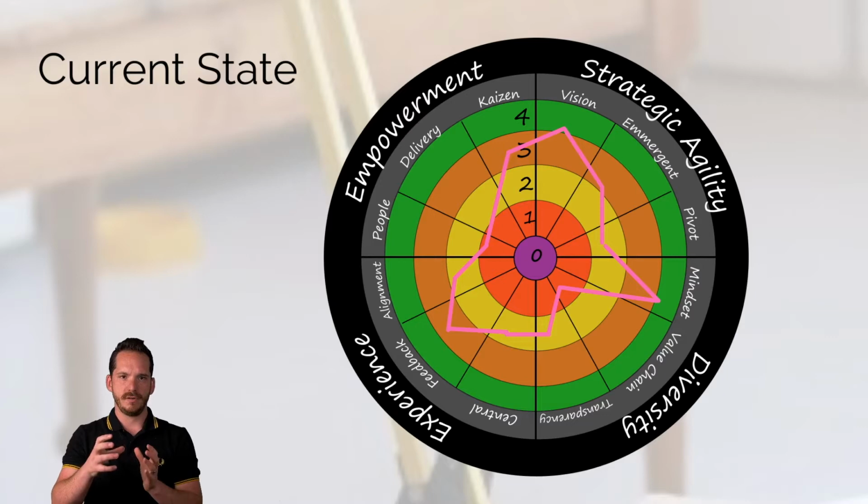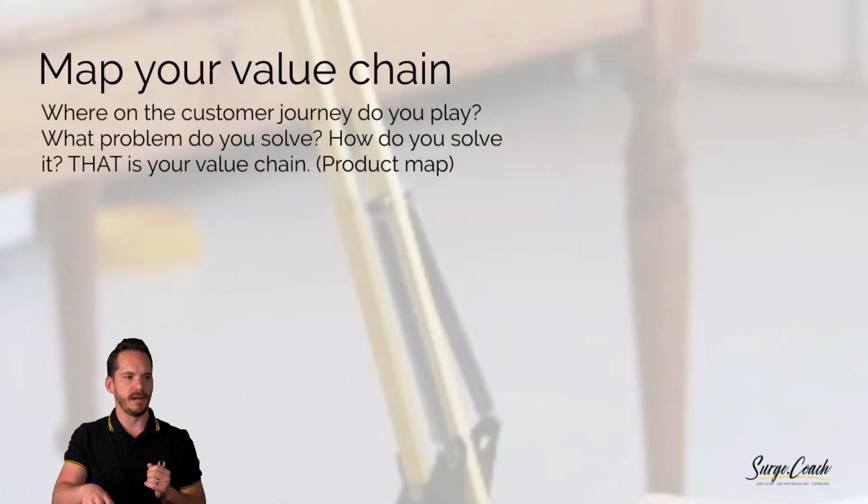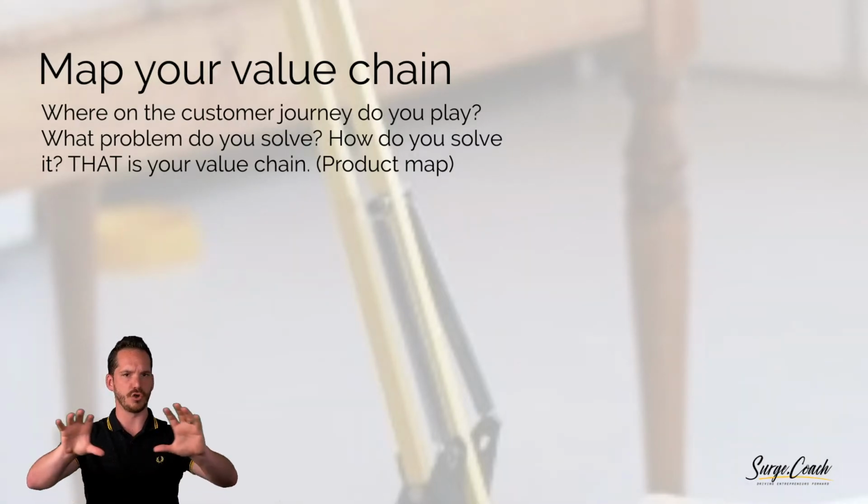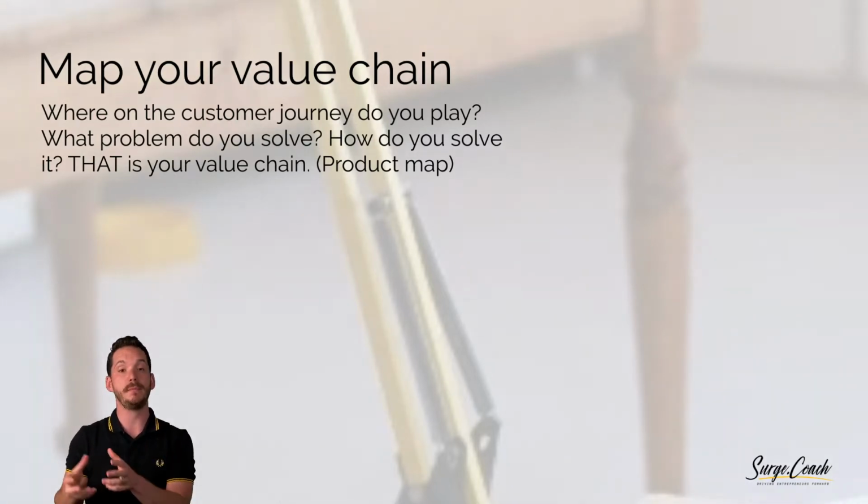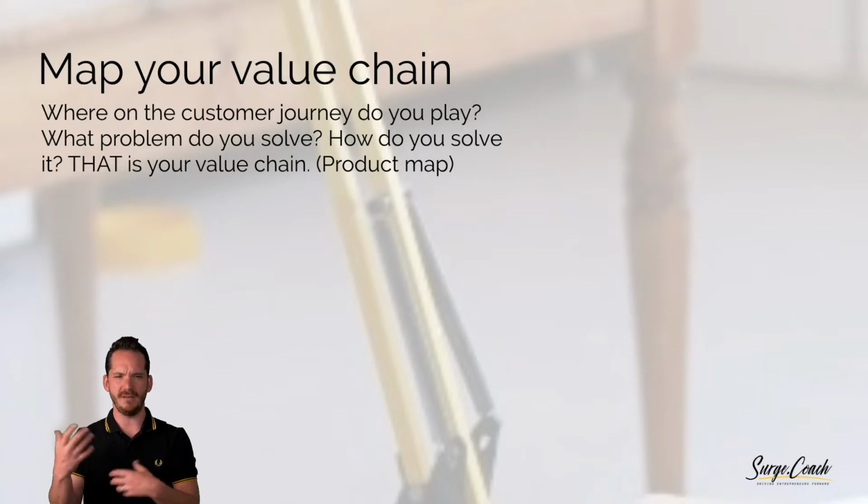But if we move on quickly, because we're going to come back to future states in the next lesson, we're going to talk about mapping your value chain. Because you've understood your current state analysis, you've understood how the structure could look in an organization and what the optimal numbers are. How do you understand what your value chain is? Where on the customer journey do you play? What problem do you solve? How do you solve it? That is your value chain, your product map.